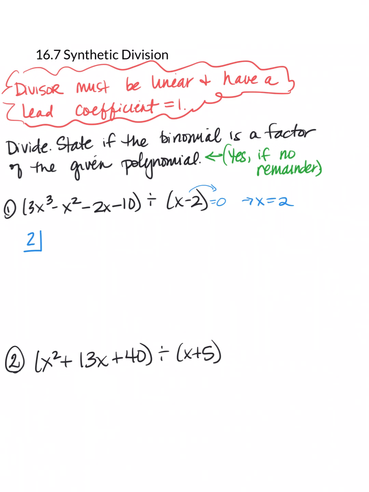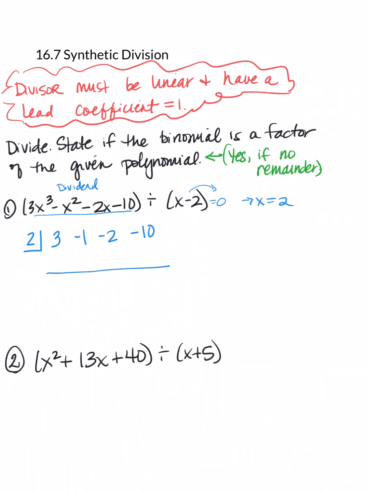Now the next thing we're going to do is take this dividend, remember this is called the dividend, and take out the x's. Just leave the coefficients in descending order. So I'm going to go 3, -1, -2, -10. So I took out all the x's. Give yourself a little space and draw a line.